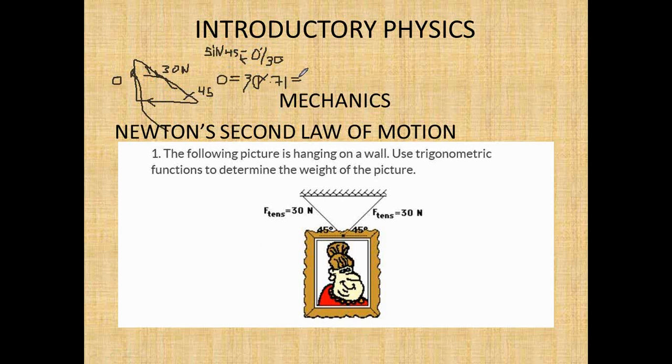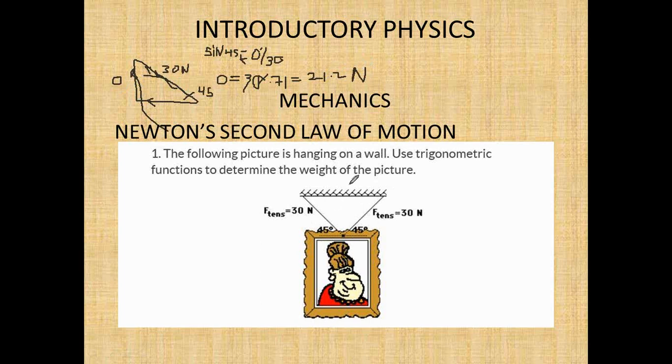So that is equal to 21.2 newtons. So that's the vertical component of this 30 is 21.2. But there are two cables, and each of them has a horizontal and a vertical component. So it's the vertical component of the two cables which are going to support the weight.